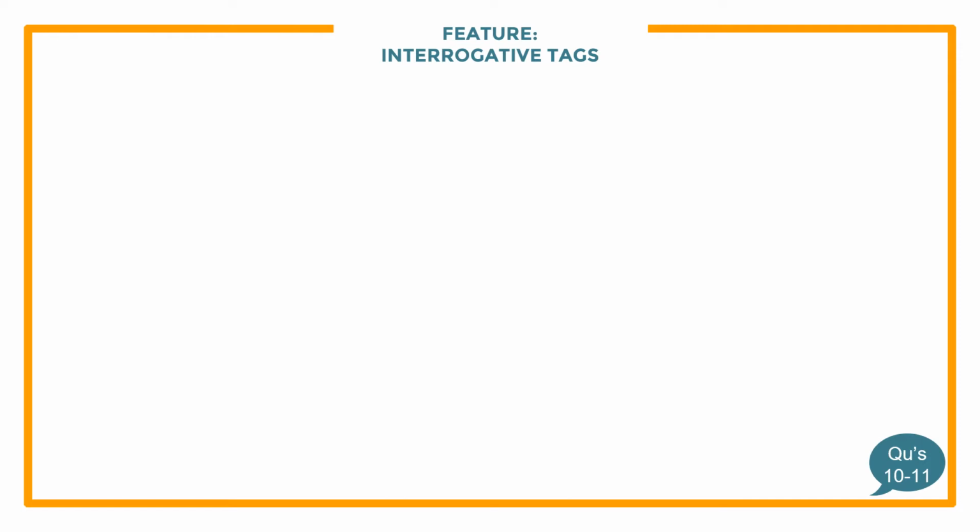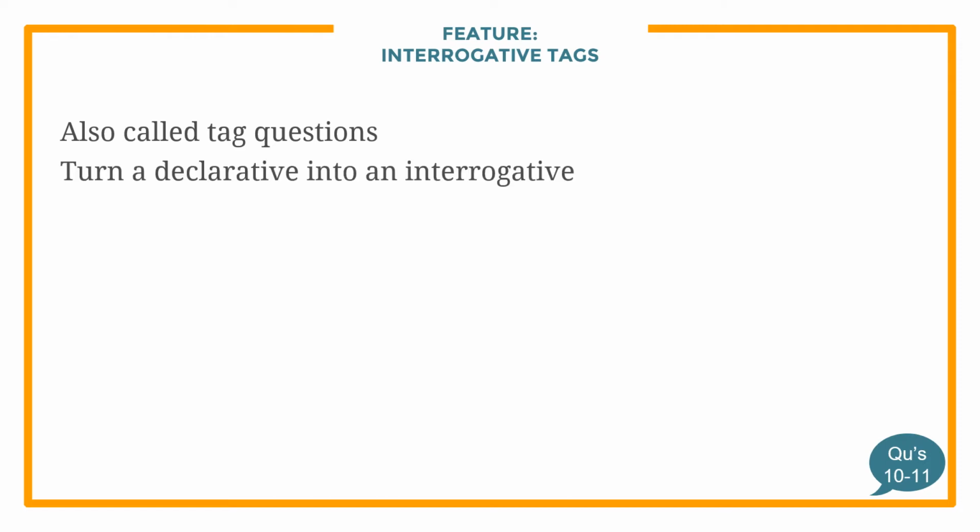This one is called interrogative tags, or interrogative, depending on your pronunciation. These can be called tag questions. If you are doing more reading or more research, you might see them referred to as tag questions. Our meta-language is interrogative tags, so when you're writing about them, make sure that's what you use. What they do is they take a declarative and they turn it into an interrogative. And I will show you how that's done.